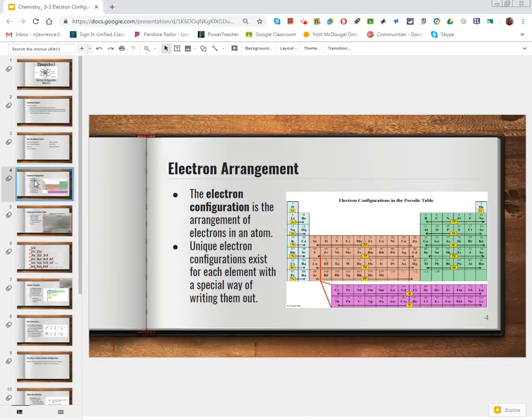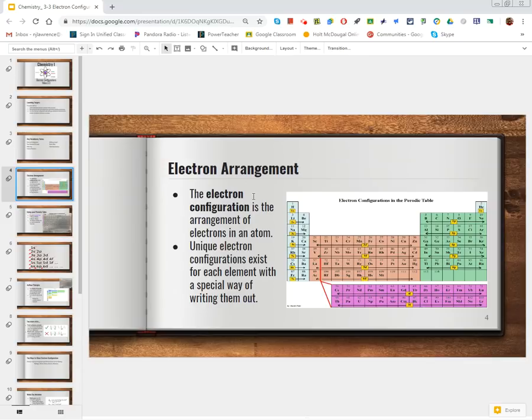So the electron arrangements. We know that atoms have protons, neutrons, and electrons. We know the protons and neutrons are in the center at the nucleus, and we know the electrons fill up the empty space outside the nucleus, and they take most of the volume within an atom. Our electron configuration is a way to write out and to describe more information and more detail about where those electrons are and where they exist.